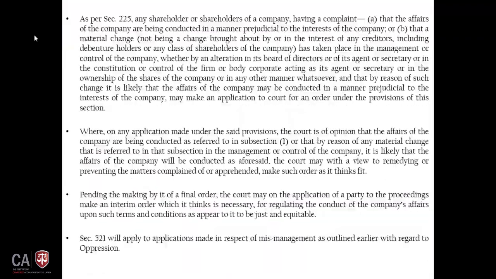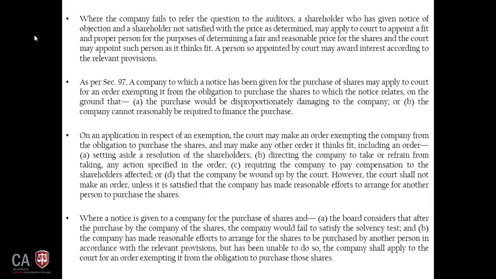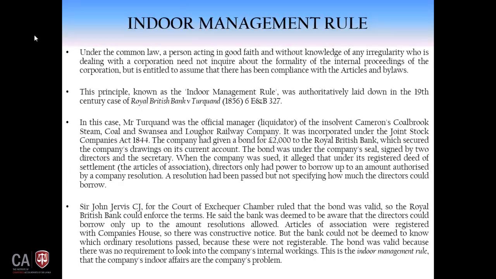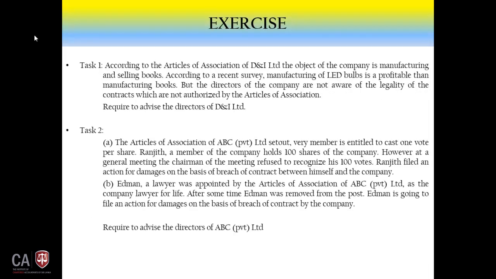With regard to articles of association, you see, we have discussed this same thing. According to the articles of association of D&I Limited, the object of the company is manufacturing and selling books. According to a recent survey, manufacturing of LED bulbs is more profitable than manufacturing books. But the directors of the company are not aware of the legality of the contracts which are not authorized by the articles of association. Therefore, whatever is not authorized by the articles of association, what you need to do is to amend the articles of association.